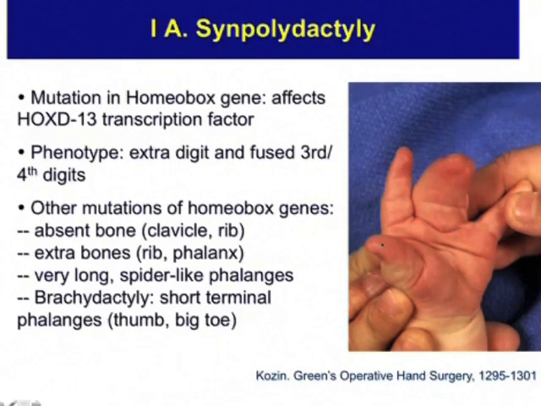Now, some of the other mutations in homeobox genes can also give you extra fingers. You can get extra ribs. And brachydactyly is just when you have short fingers and toes. So essentially, any of these transcription factor things are going to be localized usually to your extremities.